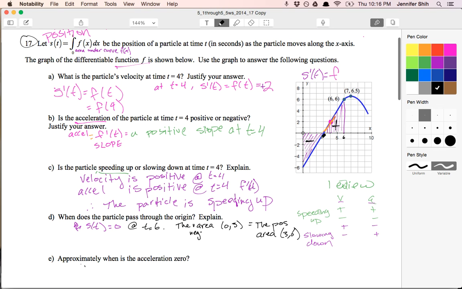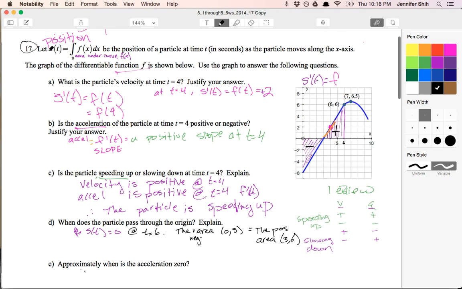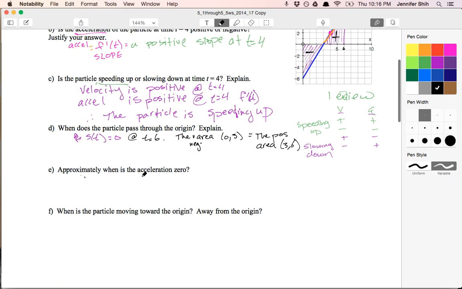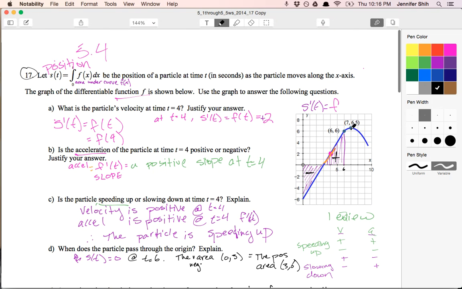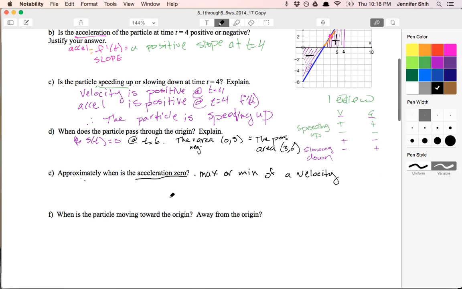So as a reminder, we have this graph, and it is the graph of the integral of f of x. Therefore, this graph is not a position function. It is a velocity graph, but it's represented by this equation up here. With this velocity graph, we're wondering when is the acceleration 0? Well, the acceleration is 0 when there is a max or min of the velocity. Since this is a graph of the velocity, we're going to look for a maximum, and our maximum is at approximately 7.